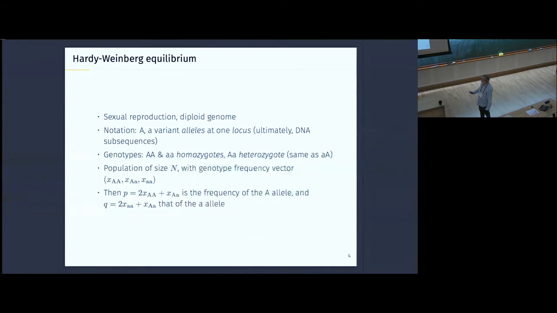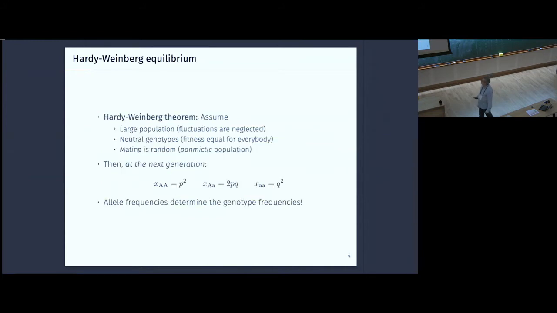So we have a population size n and we can describe the genotypic composition of this population by giving the frequency of the different genotypes in the population. So we have X of big A big A, X of big A small a, X of small a small a, and then let's call P the frequency of the big A allele, which is given by twice the frequency of the homozygous big A plus the frequency of the heterozygous. And then Q is the complementary probability, that of the small a allele.